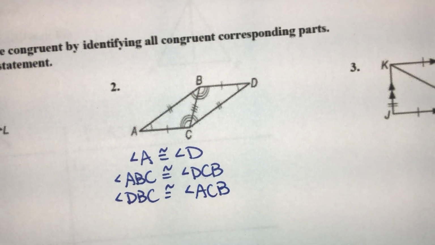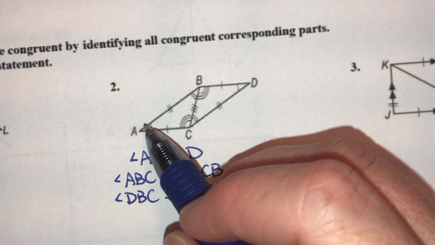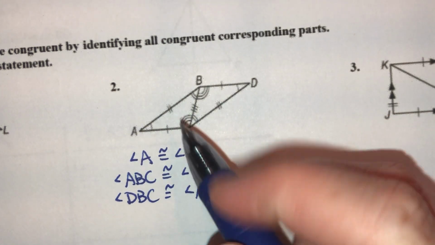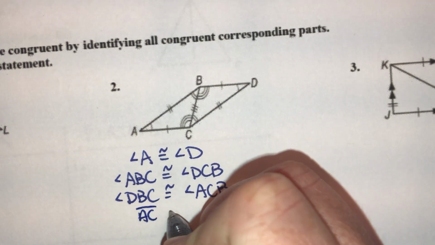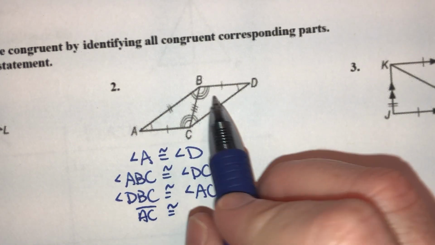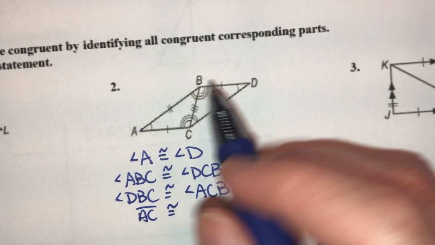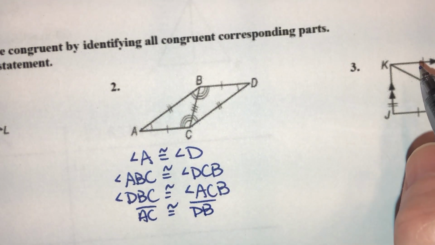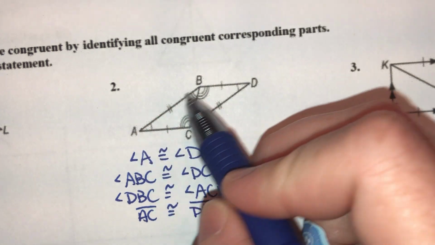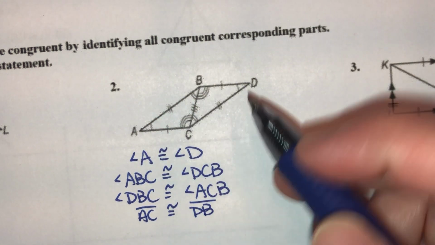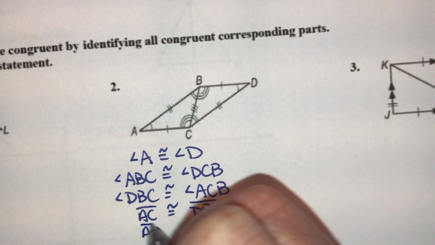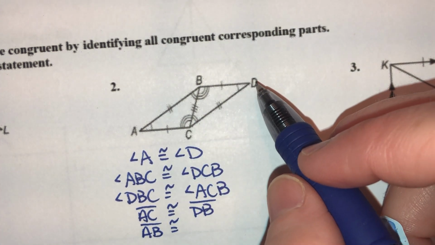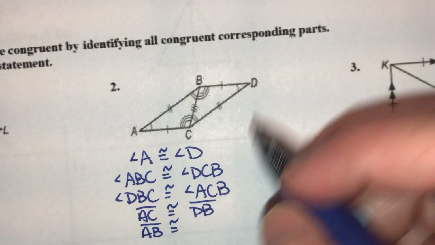Now I have to talk about my sides, right? So I have to say AC down here with the 1 little hash mark. Side AC is corresponding and congruent to this top guy right here, side DB, or BD. Doesn't really matter which way you call it. Then I've got this side here, AB, with the 2 hash marks. And it's congruent to this side down here that has 2 hash marks, right? DC.